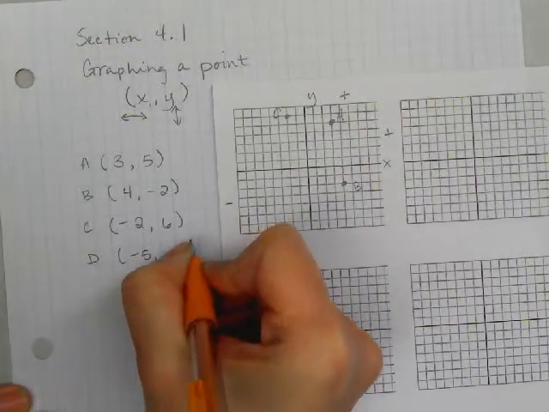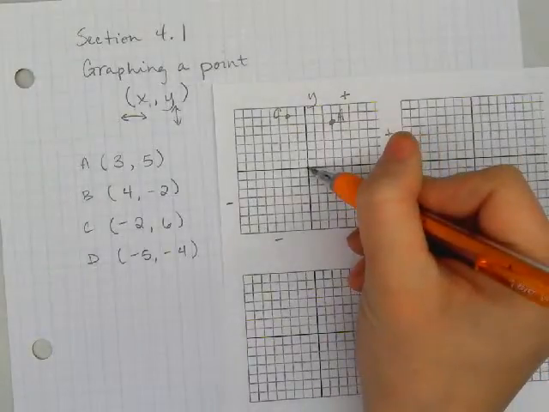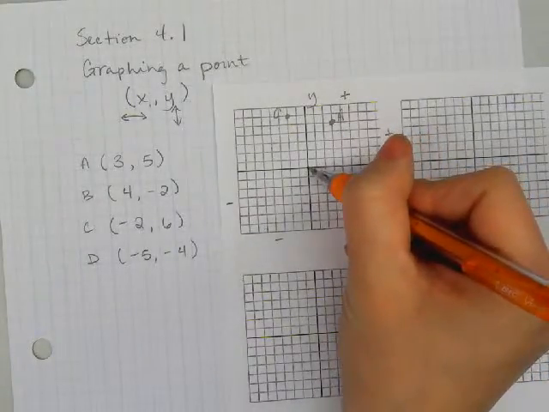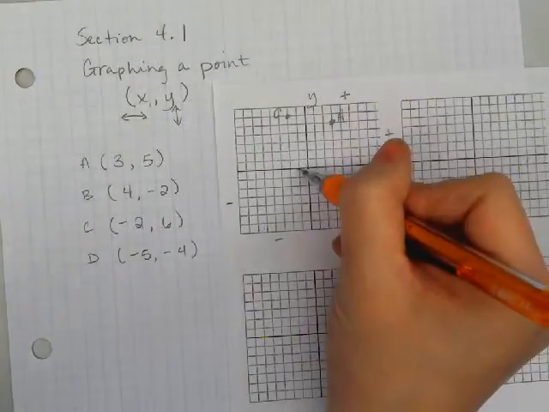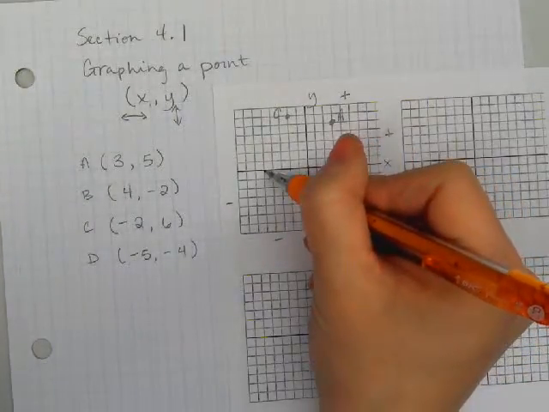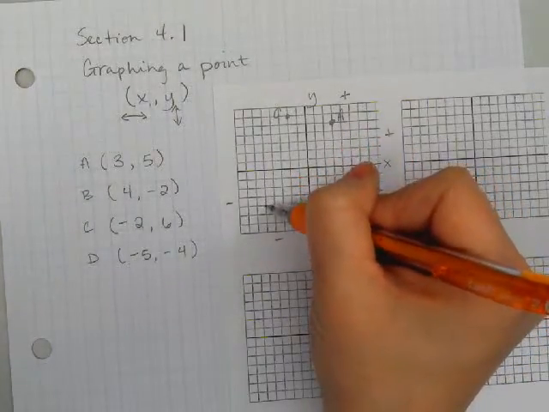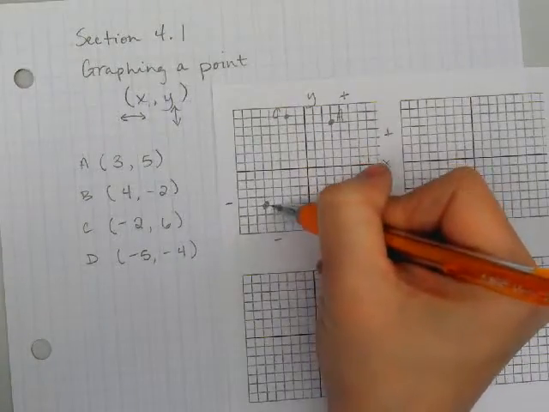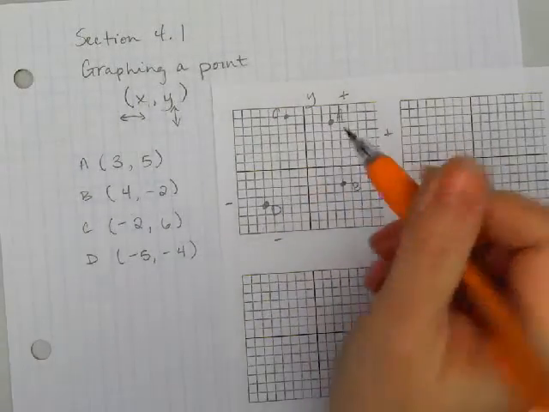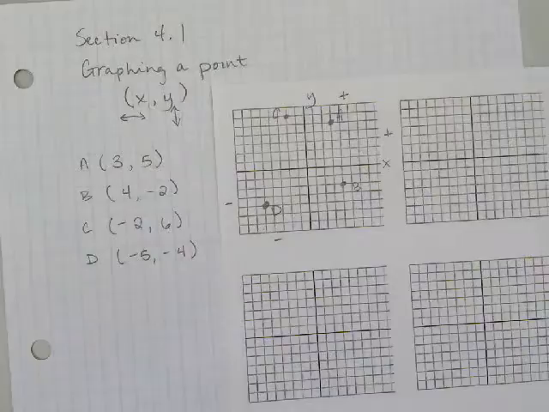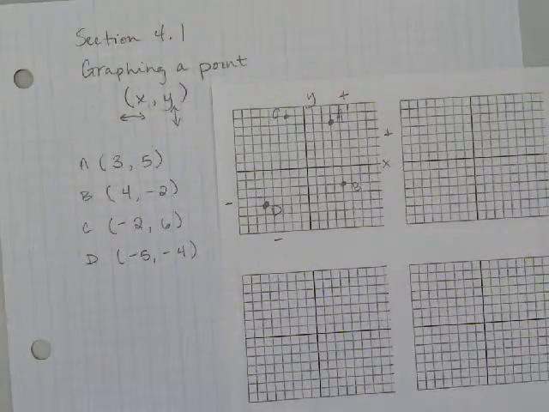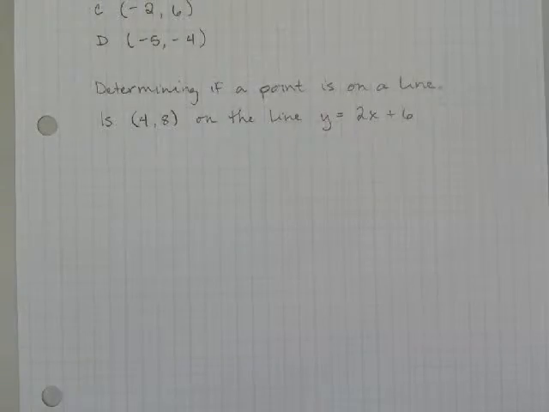So if I want to determine if 4, 8 is on the line y equals 2x plus 6, can somebody tell me how I might do that? Becca? So I'm going to plug in both of my numbers. Because I have 4 and 8 here, right? Right, you put the 8 into where the y is. Yeah, so I have an x and I have a y. So I'm going to substitute both of those into this equation and see if it is true.